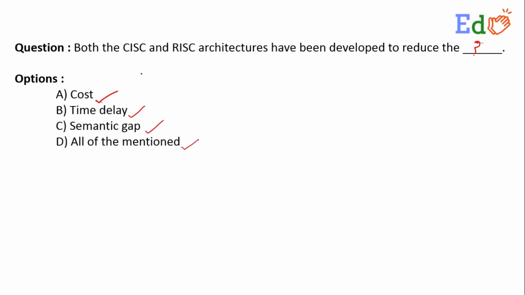We know that all the processors, including CISC and RISC, are designed to reduce the cost and time delay. But the primary goal is a different thing. The primary goal is to reduce the semantic gap. Now, what is semantic gap?